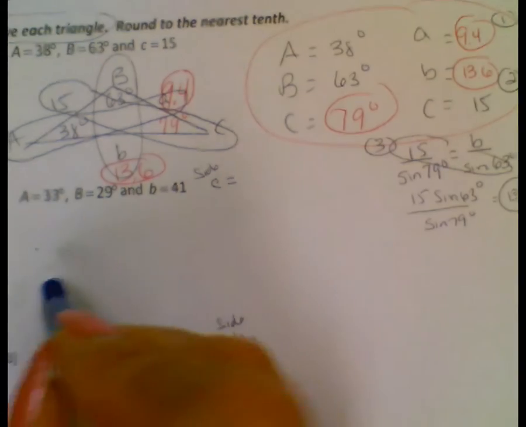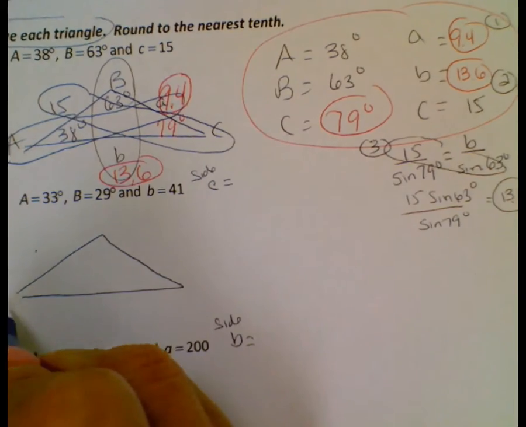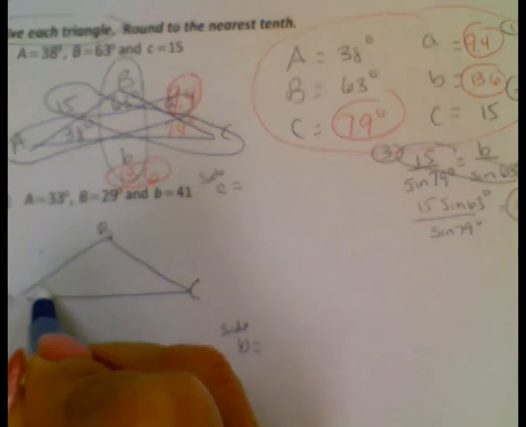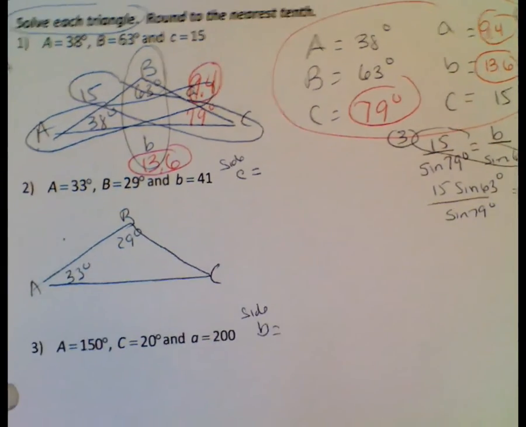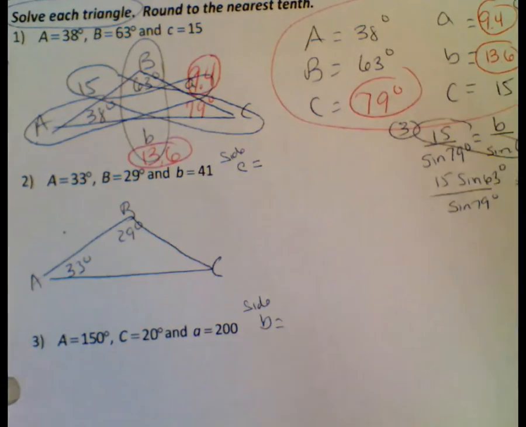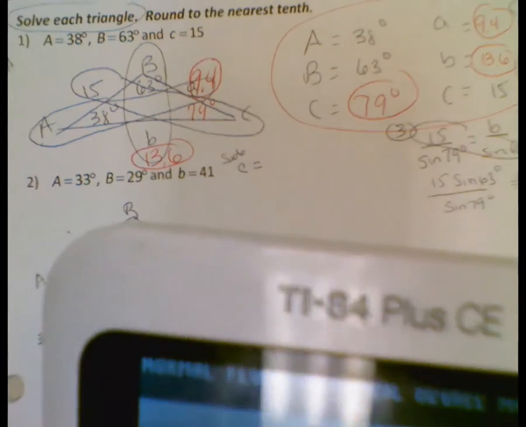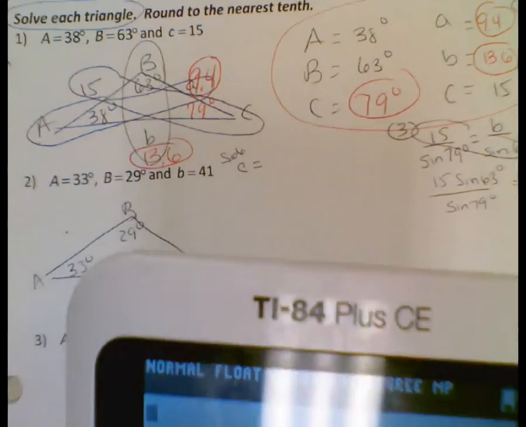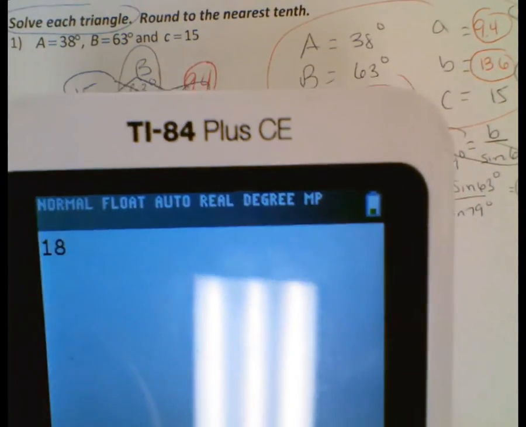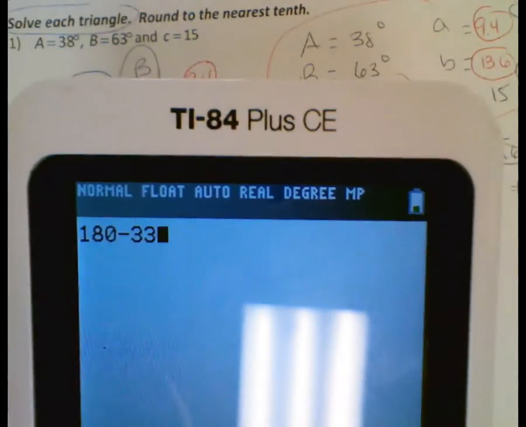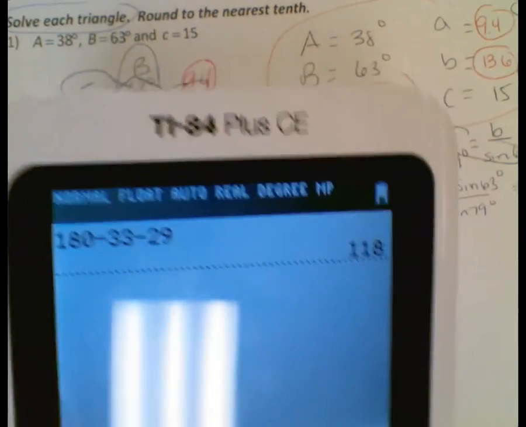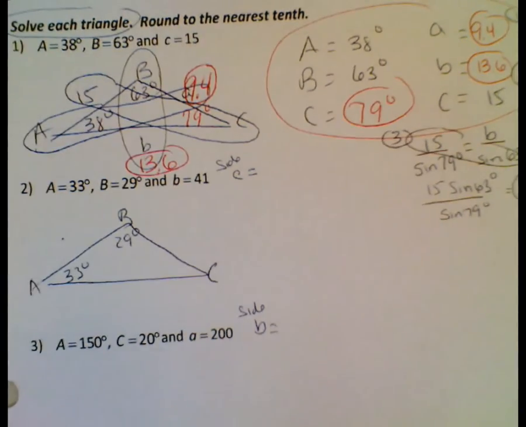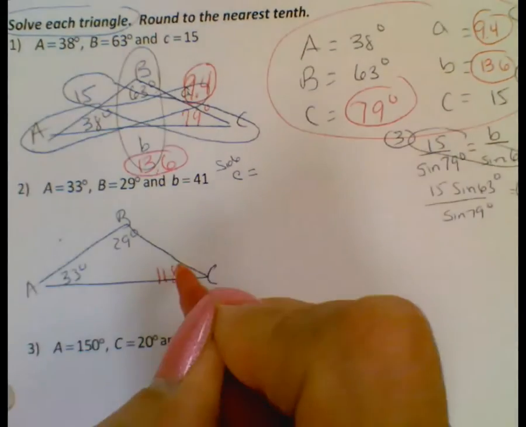Okay, so on this one, draw a triangle. A, B, C. A is 33, B is 29. So let's go ahead, even though it's not asking us for angle C, we have to find angle C because you need to know all three angles. So we're going to take 180 minus the two given angles. And our third angle is 118. That's an obtuse angle. So my drawing might not look right, but this is 118 degrees.